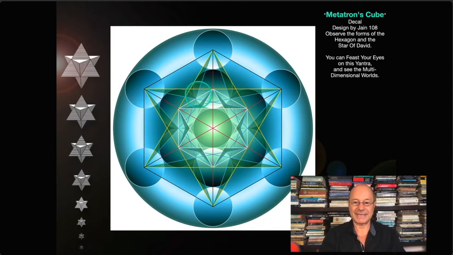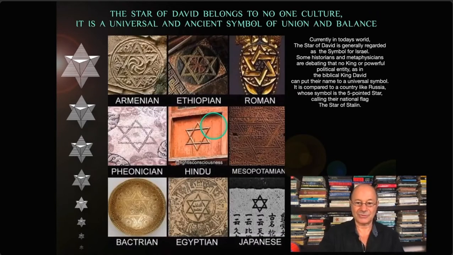Metatron's cube extends 6 circles with another 6 circles around the center. We've got 1 plus 6 plus 6. We've got 13 circles now. And this creates the 5 platonic solids. It's a fundamental geometry for the multidimensional worlds.